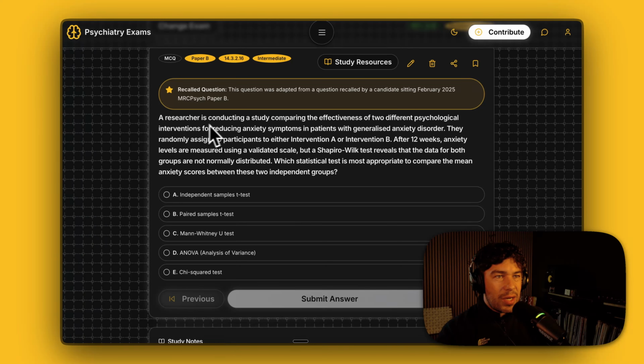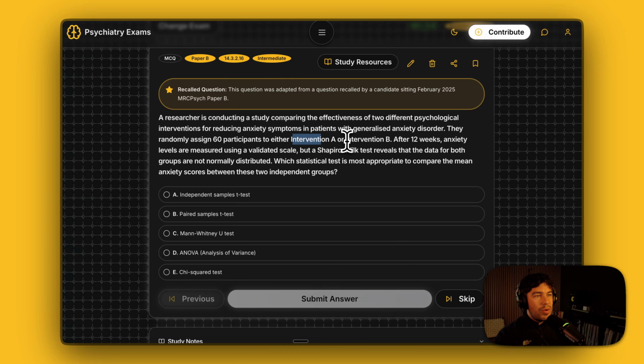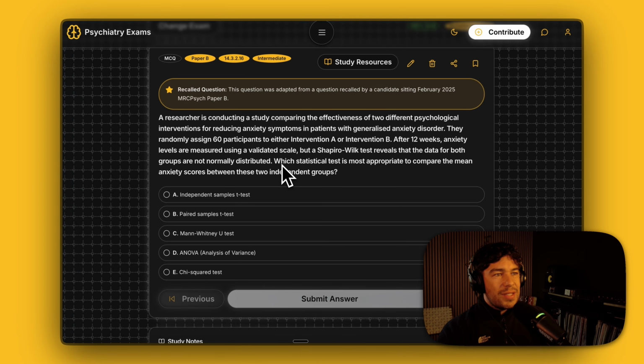So a researcher is conducting a study comparing the effectiveness of two different psychological interventions for reducing anxiety symptoms in patients with generalized anxiety disorder. They randomly assigned 60 participants to either intervention A or intervention B. After 12 weeks, anxiety levels are measured using a validated scale, but a Shapiro-Wilk test reveals that the data for both groups are not normally distributed. Which statistical test is most appropriate to compare the mean anxiety scores between these two independent groups?